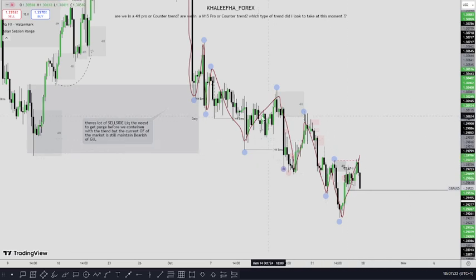As I'm showing you, the market structure on the 4H time frame is still maintained, from the high to that low.